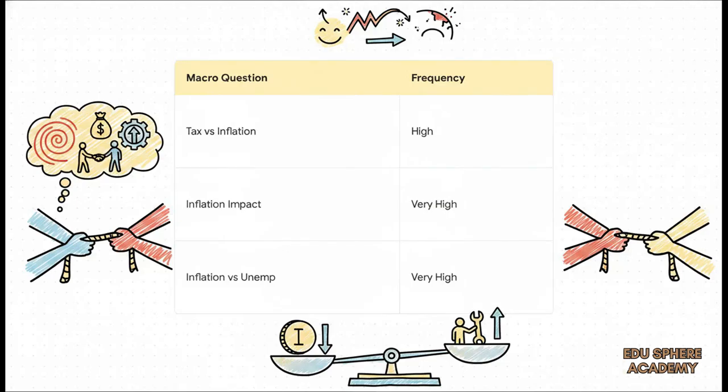You can actually see these conflicts in action in the highest yield macro questions. Take the classic prompt, should governments prioritize inflation or unemployment? If a government heavily stimulates the economy to reduce unemployment, well, people suddenly have more money, which drives up demand and often causes demand pull inflation. It's like a giant tug of war, and the examiners absolutely love testing your ability to explain it.